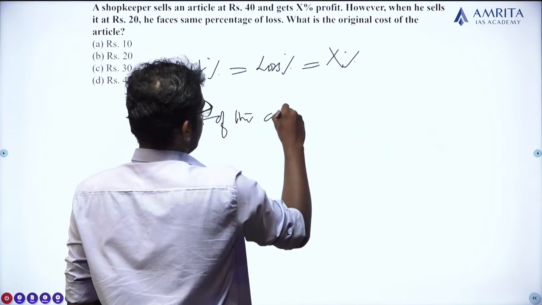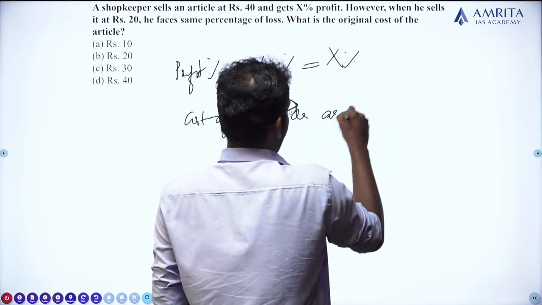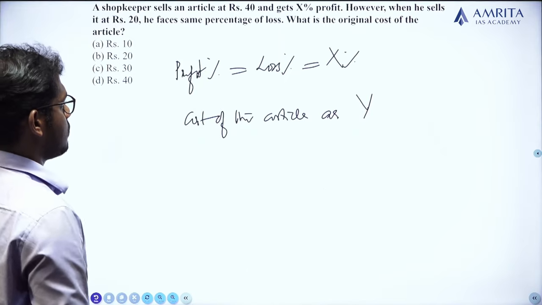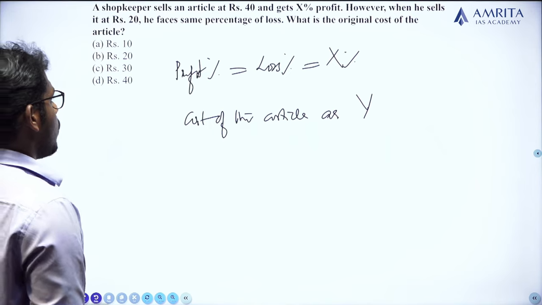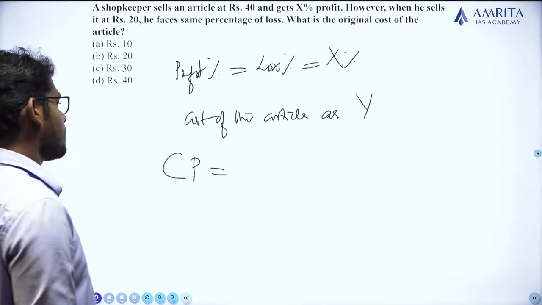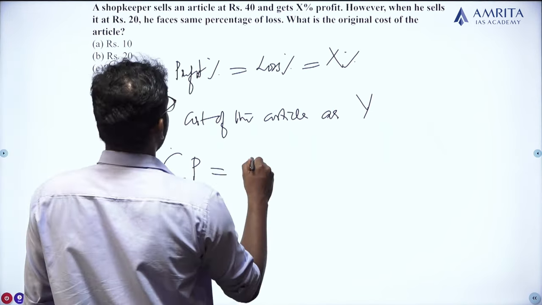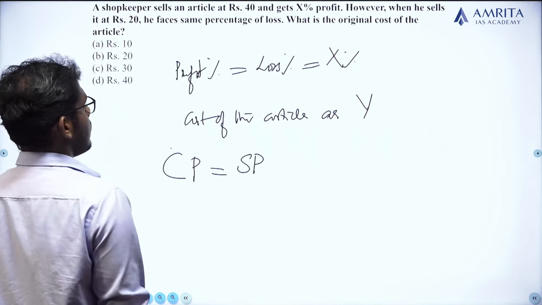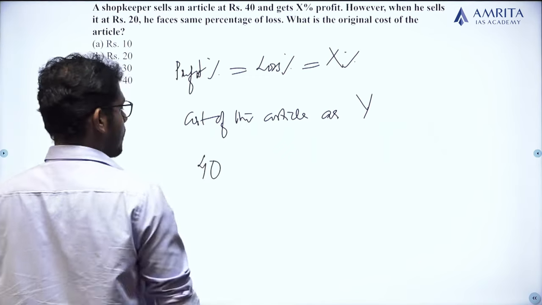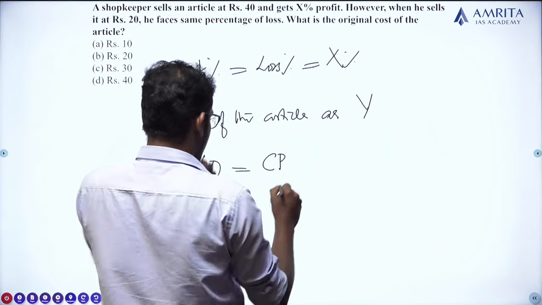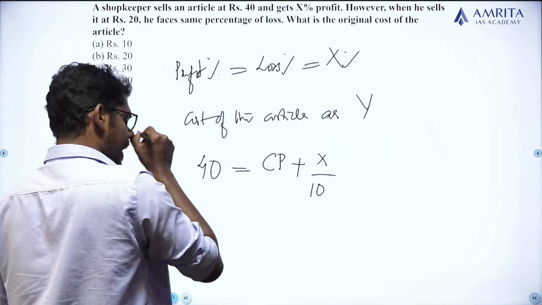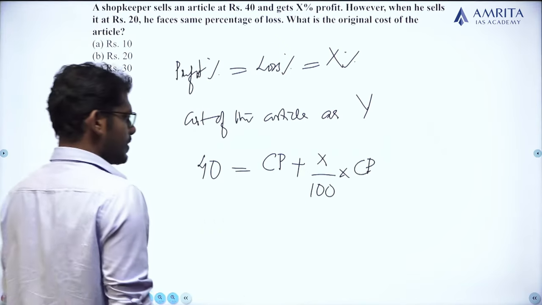Let me take the cost of the article as Y, since X is already given here. In the first case, 40 is the selling price. Selling price is equal to cost price plus X by 100 into CP, where the profit is X by 100 into CP. This is the first case.